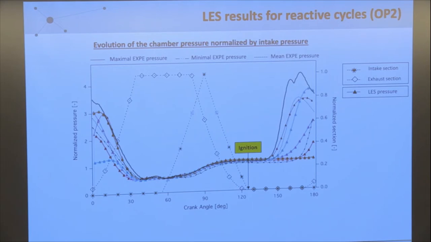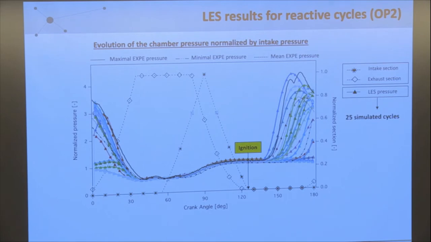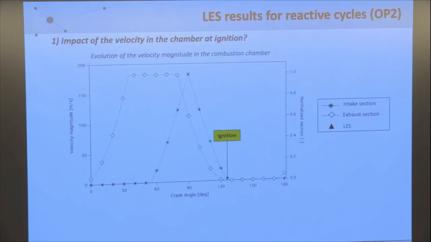So, to know why, the interesting thing, of course, is that in the LES, you can have access to everything, unlike in the experiment. And so that makes a big difference. So we're going to be able to look at the velocity fields, and we're going to look at 25 cycles, one after the other. And to do that, I'm going to look at velocity.